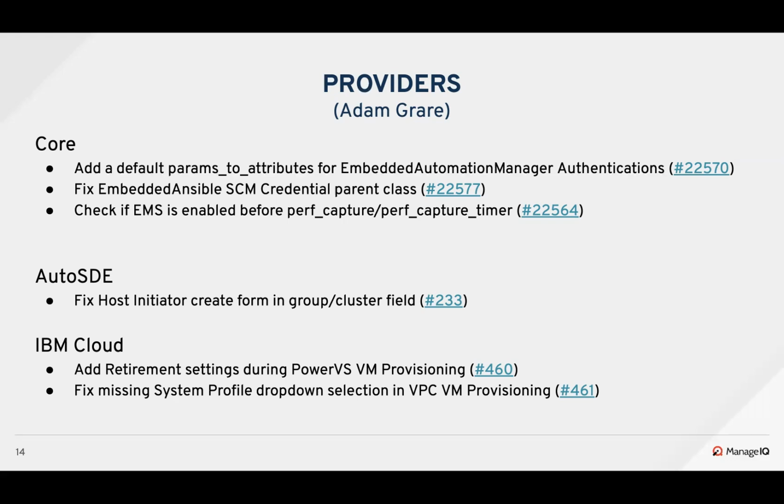For IBM Cloud, Jay added a retirement setting for Power VS VM provisioning. So there's a tab where you can set retirement settings. And we also fixed a missing system profile dropdown for VPC provisioning. The previous one was on the general tab, but when you change the name to instance type, it had to be on the hardware tab in order for it to show up on the UI. Next slide.